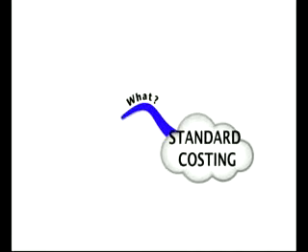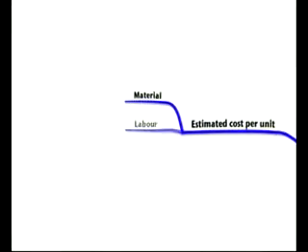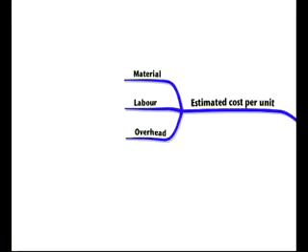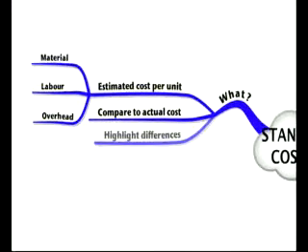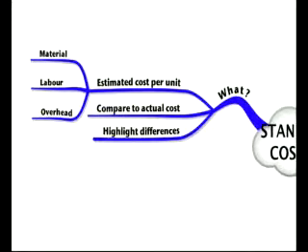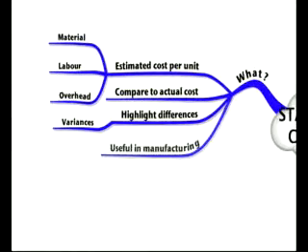This session was on standard costing by way of introduction to variances, which we'll be looking at next time. So standard costing, what is it? It's an estimated cost per unit at its simplest level. So really we're thinking about material costs, labour costs and overheads. We're then going to compare that estimated cost per unit to the actual cost. We're going to highlight the differences and we're going to call them variances. So the difference between our estimates and the actual cost is going to be our variances.